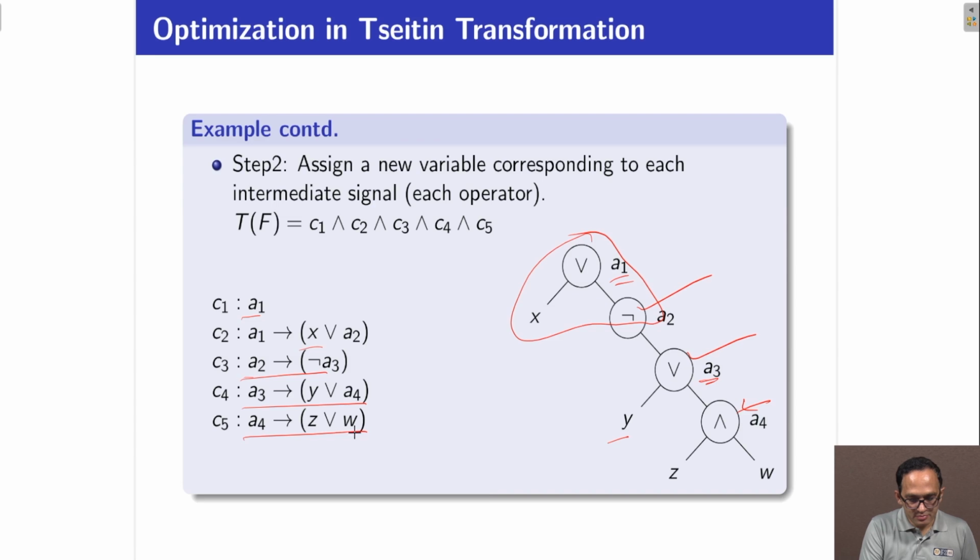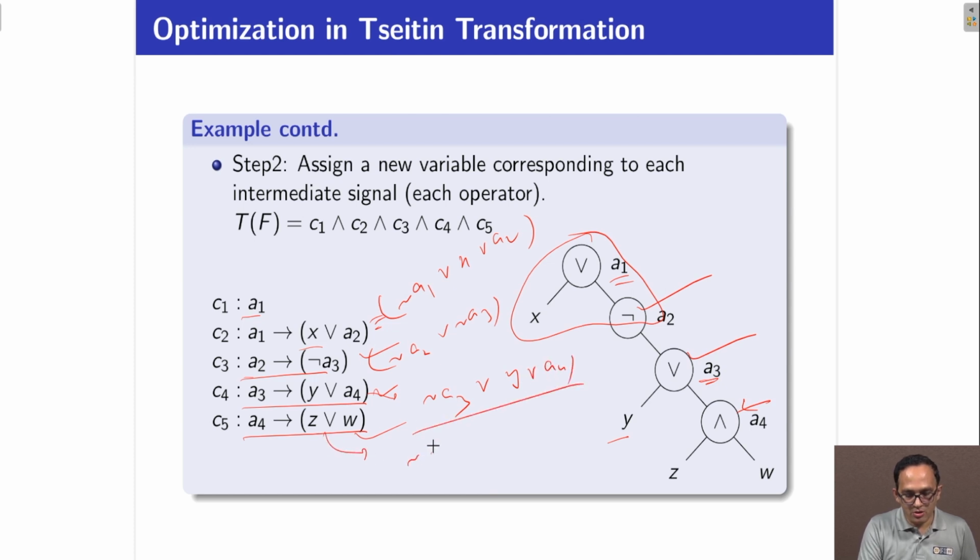So, this is what I will get, and then I can easily write their equivalent version. For this case it is not of A1 or X or A2. This is already a disjunction of literals. So, this is not A2 or not A3. So, this is also CNF. For this one, not of A3 or Y or A4. And from this, not of A4 or Z or W, right. So, this is the clause I will get.